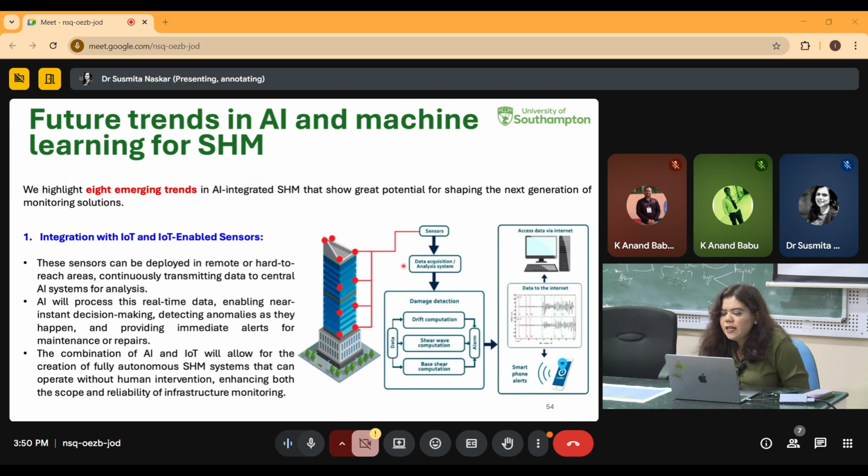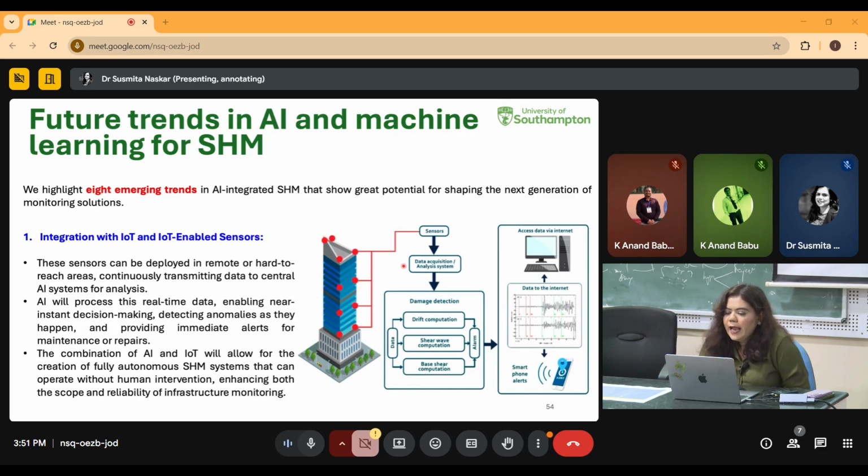But now let's try to focus on how it works in practice, right? These sensors can be deployed in remote, or as I said, that's where we are always interested about, whether it can be remote or hard to reach areas, whether we can use it. Definitely we can use it. Continuously we can transmit data, create an AI system, right? And this overcomes the limitation of manual inspection. This also makes the infrastructure monitoring more comprehensive.